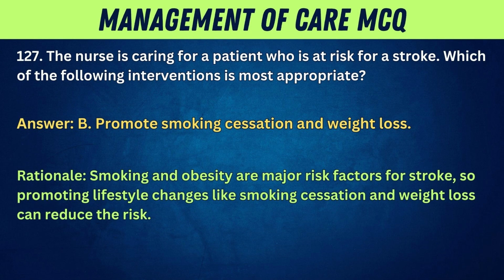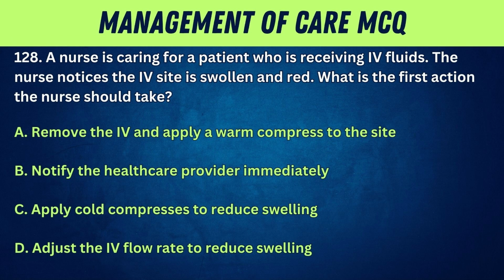Answer. B. Promote smoking cessation and weight loss. Rationale. Smoking and obesity are major risk factors for stroke, so promoting lifestyle changes like smoking cessation and weight loss can reduce the risk.